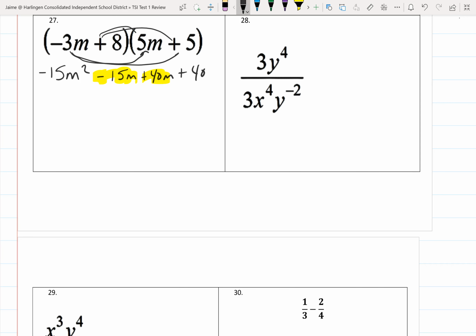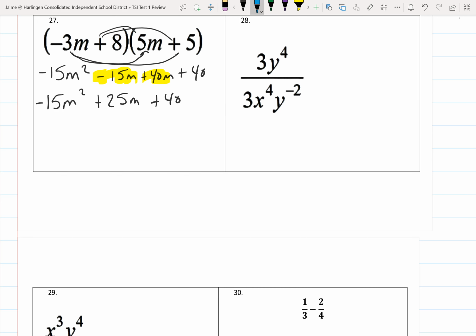Since they're different signs, you subtract them. Keep the sign of the bigger. The 40 is bigger, so the number will be positive. So negative 15m squared. You subtract those, you get what? 25? Yeah, positive 25 with an m. And then positive 40.